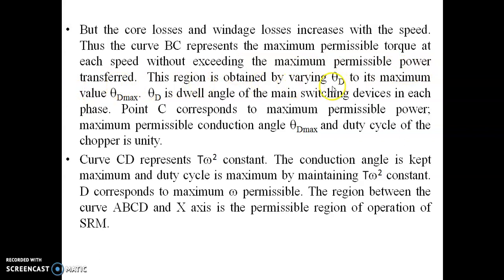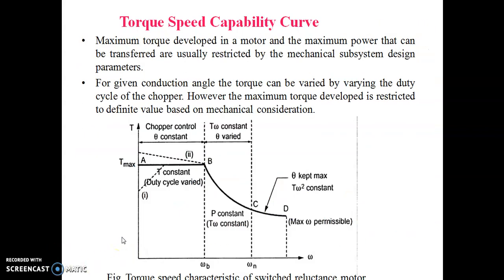This region is obtained by varying theta suffix d to its maximum value theta suffix d max, where theta suffix d is the dwell angle of the main switching devices in each phase. Point C corresponds to the maximum permissible power, maximum permissible conduction angle theta d max, and the duty cycle of the chopper is unity. Curve CD represents T omega square constant. The conduction angle is kept maximum and the duty cycle is maximum by maintaining T omega square constant. So the point D corresponds to the maximum permissible omega. The region between the curves ABCD and the x-axis is the permissible region of operation of the SRM. That is this ABCD, and this portion is the permissible region of operation of the SRM.